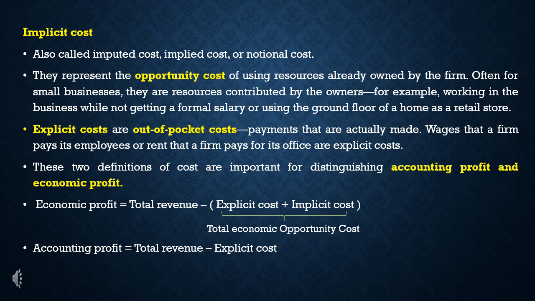These two definitions of cost are important for distinguishing accounting profit and economic profit. Economic profit is equal to total revenue minus explicit cost plus implicit cost. Explicit cost plus implicit cost is also known as total economic opportunity cost. Accounting profit is equal to total revenue minus explicit cost.